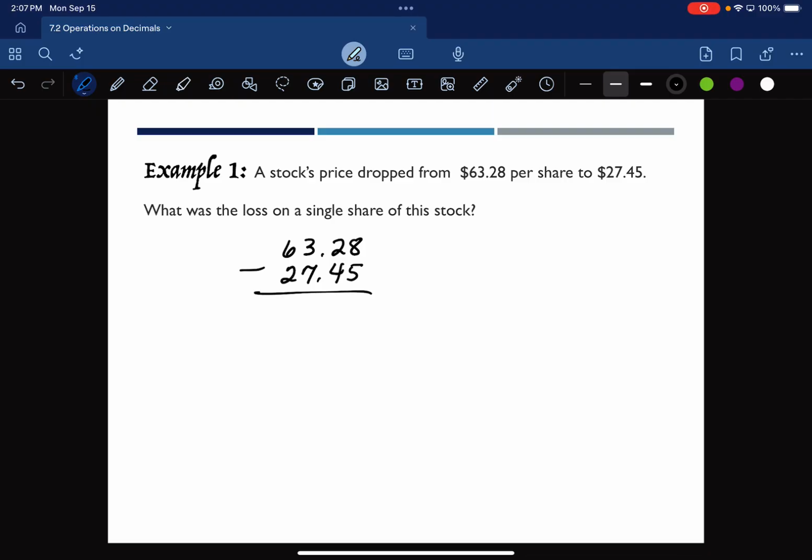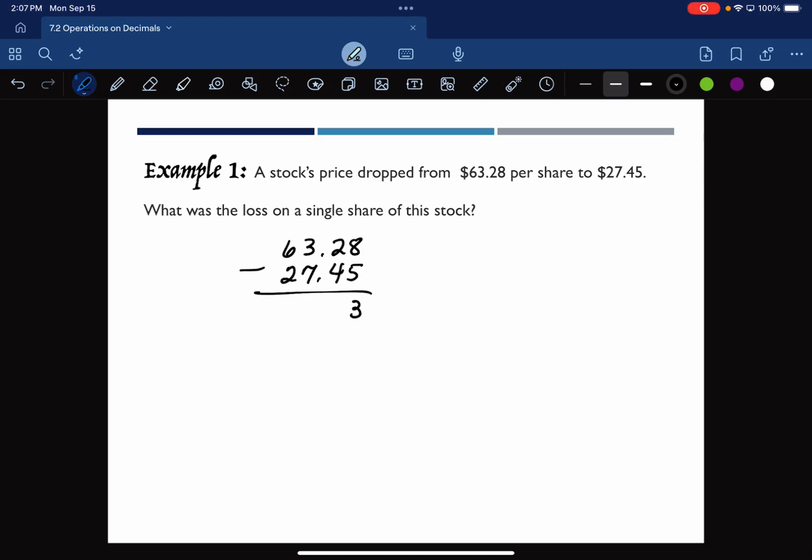Notice I'm not doing this with the fractions. That was not the point of me showing you that, right? The point of me showing you that was to show you why it worked, and now we can use it. So we're going to subtract as with whole numbers. So we start on the right-hand side. The 8 minus 5, that works just fine. 8 minus 5 is 3.